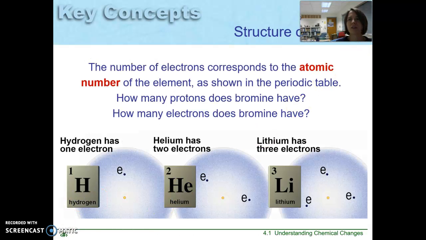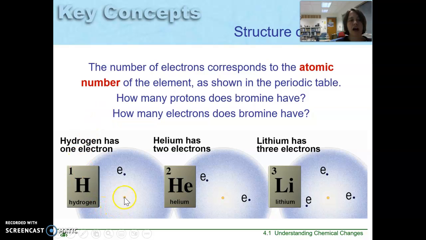All right, so looking more at the structure of the atom, the number of electrons corresponds to the atomic number of the element, because we know protons equals electrons, and the number of protons is the same as the atomic number. How many protons does bromine have, and how many electrons does bromine have? Please take a look at your periodic table to answer that question.